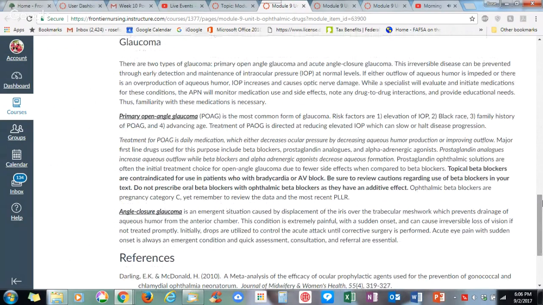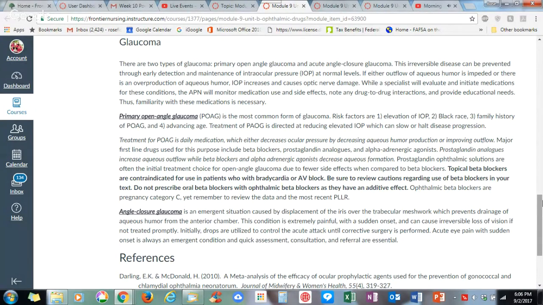If either outflow of aqueous humor is impeded or there is an overproduction of aqueous humor, intraocular pressure increases and causes optic nerve damage. While a specialist will evaluate and initiate medications for these conditions, the advanced practice nurse will monitor medication use and side effects, note any drug-to-drug interactions, and address educational needs. Thus, familiarity with these medications is necessary.